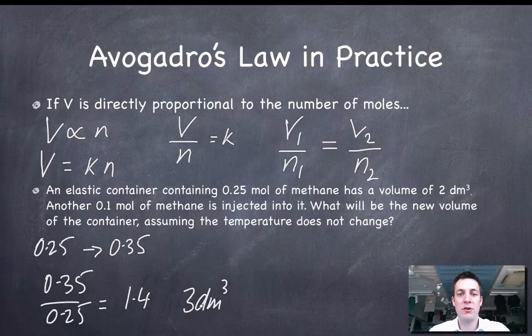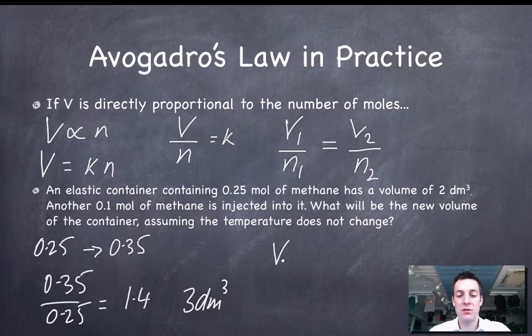Okay, so the volume increases if I increase the number of moles. That makes sense, right? Assuming the temperature doesn't change, of course, because temperature might have an effect on this. As we've seen before, the volume is proportional to the temperature. Now, if I just wanted to use the formula again, then my original volume is V1, that's 2 dm cubed. I'm trying to find the new volume, that's V2.